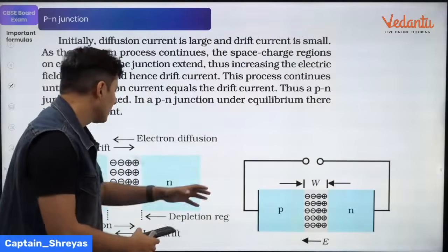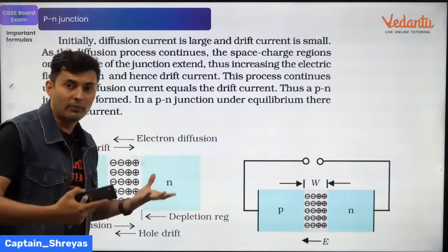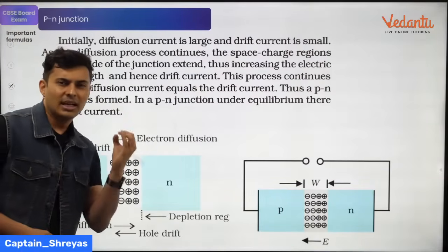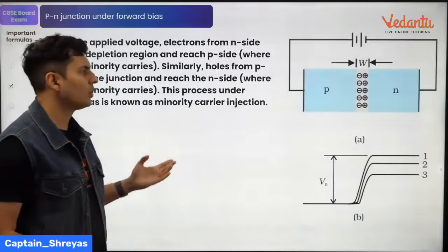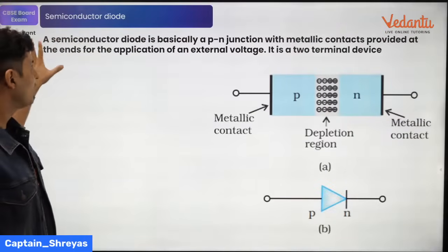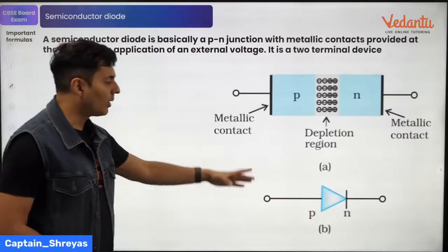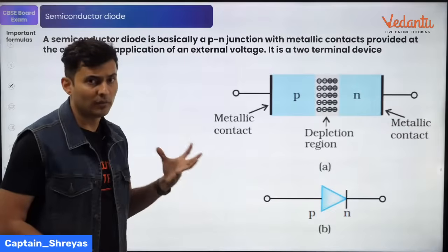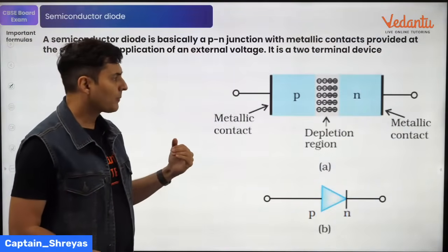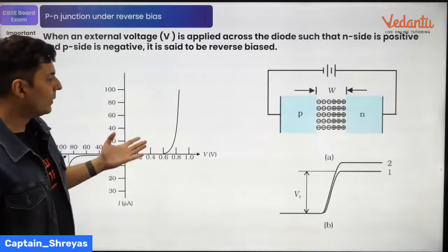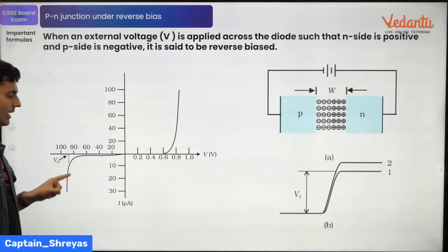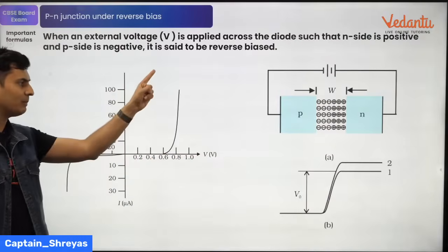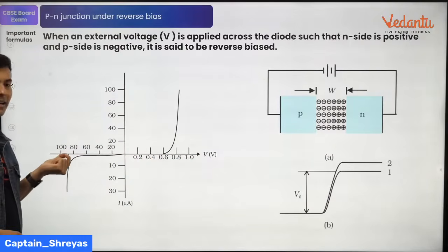But in forward bias, the diffusion current overpowers. In the reverse bias, the diffusion current becomes less and there is a negligible amount of current which flows in the circuit. So you will see that in the forward bias, the current will flow properly. There is a good amount of current flowing. And in the reverse bias, negligible current will flow. This is the graph of your current versus voltage. You can see in forward bias, it picks up. In the reverse bias, hardly any current is there.